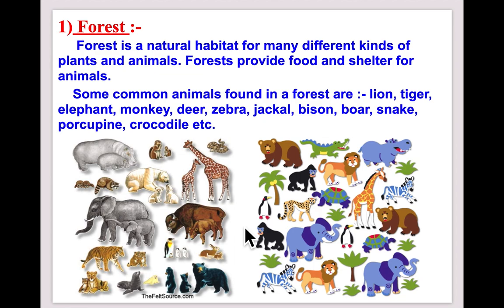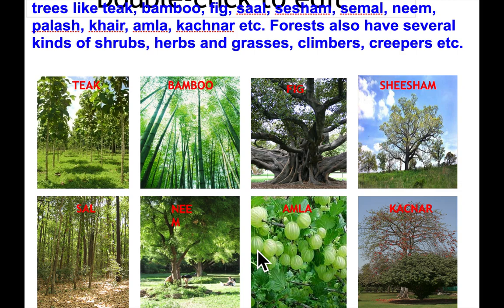They include biotic and abiotic factors, for example, sunlight, air, nutrients, water, rocks, animals, trees, etc. So different types of animals are found in the forest, like lion, tiger, elephant, monkey, deer, zebra, etc. Different types of trees are also found in the forest, like teak, bamboo, fig, shisham, peepal, neem, etc. And in plants, there are herbs, shrubs, grasses, climbers, creepers, etc. Means forest may have short plants, and they may have big trees also.